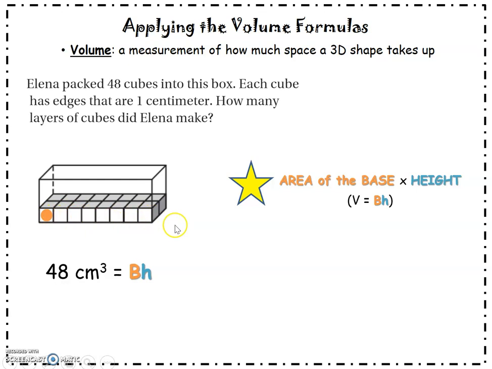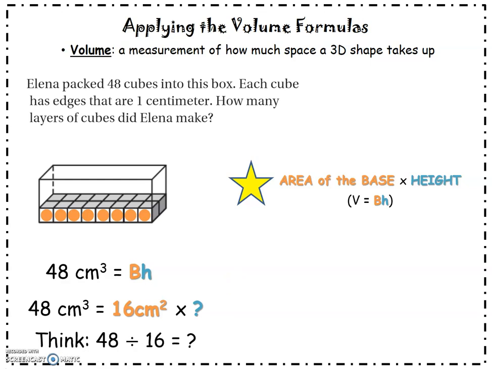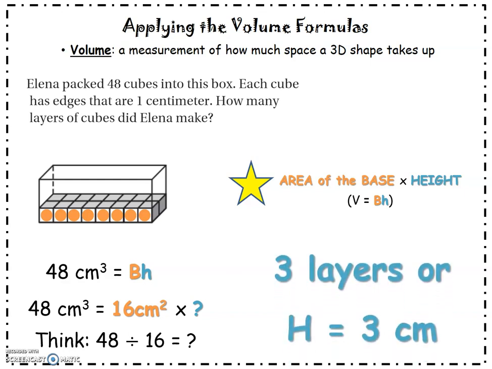If I fill in each of these with orange dots, I know I have 8 and then 16 cubes in my base layer. So I can replace the area of the base with 16 centimeters squared. But I'm still missing the height. So if I'm missing the height, I can work backwards to help me solve this question. So I can think, well, what is 48 divided by 16 equal to? Since 48 divided by 16 is 3, that means I'm going to have 3 layers, or a height of 3 centimeters.